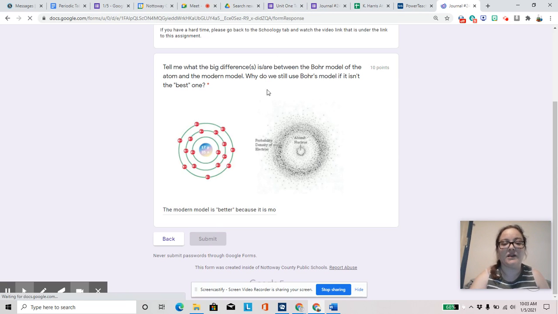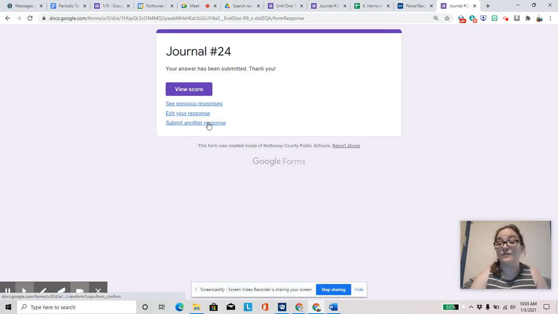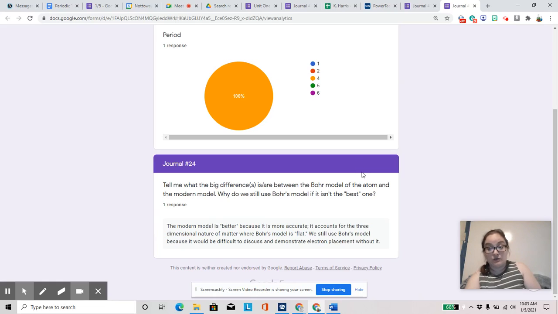So just a moment and we'll have the whole thing posted for you to be able to look at. All right, so there it is. The modern model is better because it is more accurate. It accounts for the three-dimensional nature of matter, where Bohr's model is flat. We still use Bohr's model because it would be difficult to discuss and demonstrate electron placement without it.